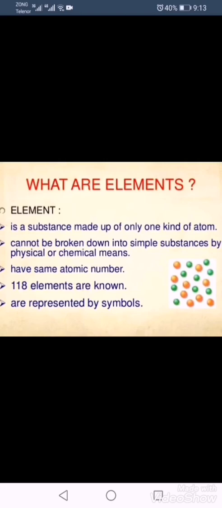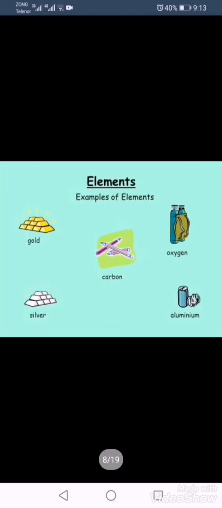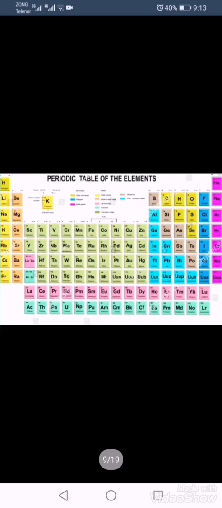Now we will discuss symbols. What is a symbol? Okay, these are examples of elements like gold, carbon, oxygen, silver, aluminium. Okay, this is the periodic table, and the periodic table contains 118 elements. I already told you there are 92 elements that are natural and the remaining are man-made.